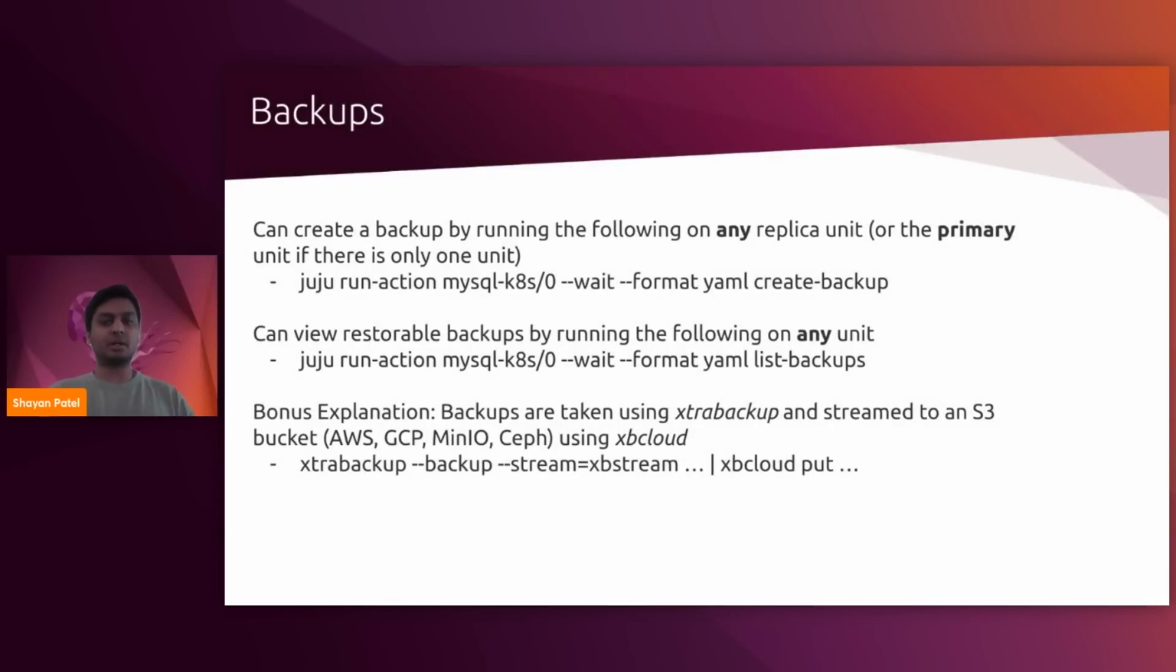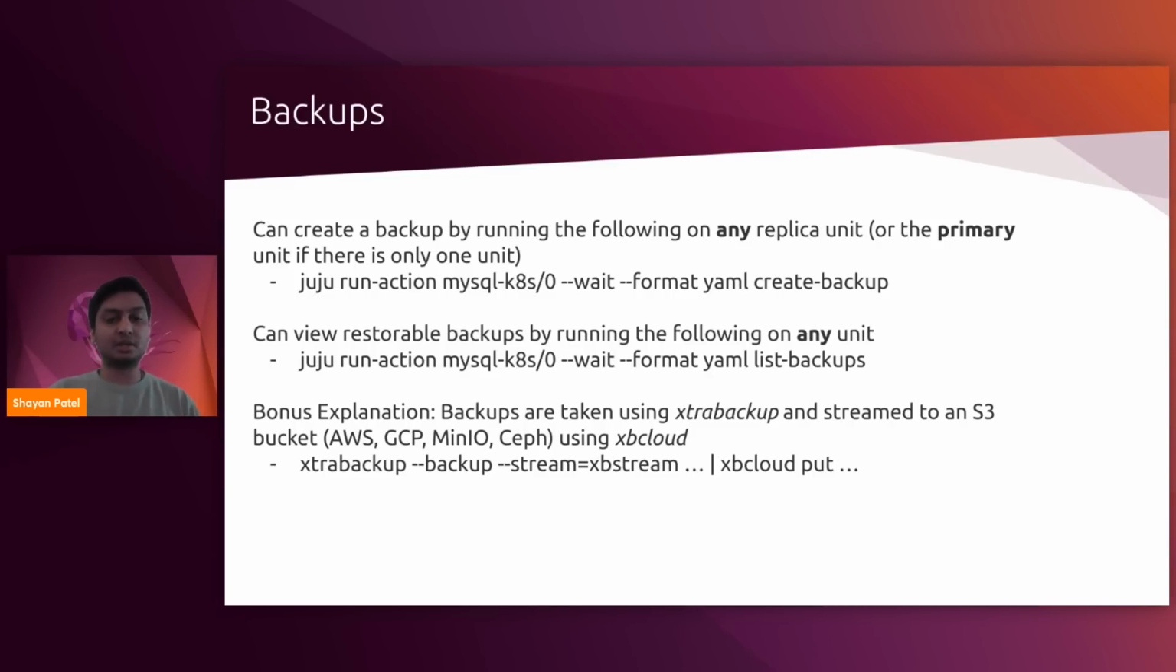We currently support backups and restores, but backups need to be created on a replica unit. This is so that the primary unit can continue to serve traffic while one of the replicas detaches itself from the cluster, from any incoming traffic, and creates the backup. However, if there's only one unit, then it's the primary, and we allow that unit to create the backup while serving traffic. This may lead to degraded performance, but there's no other option.